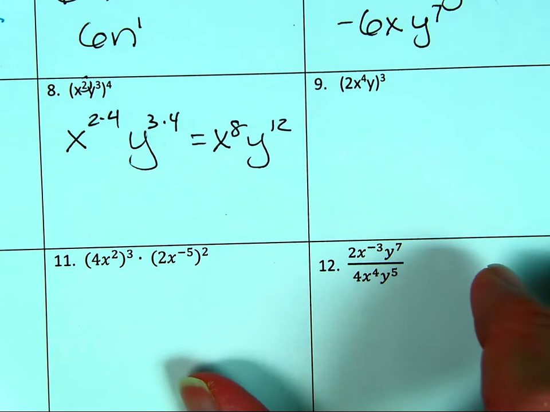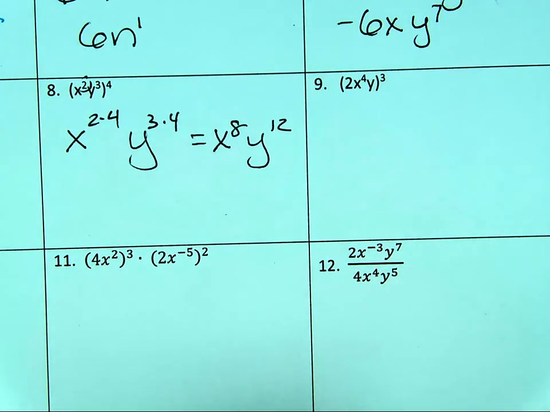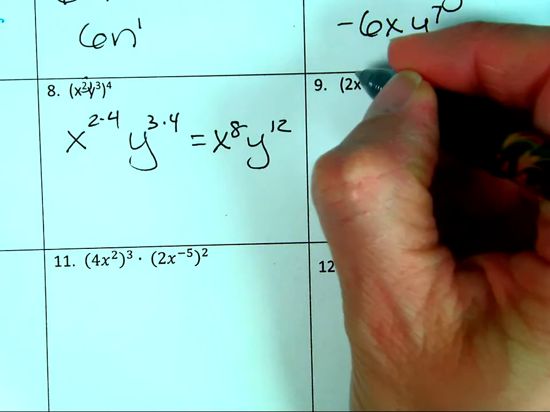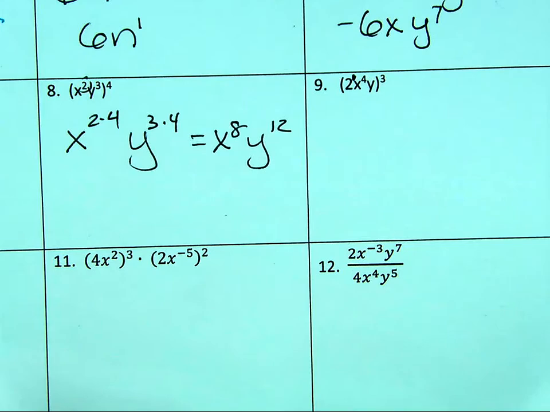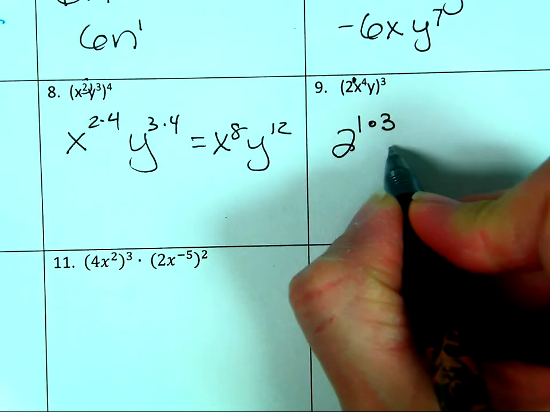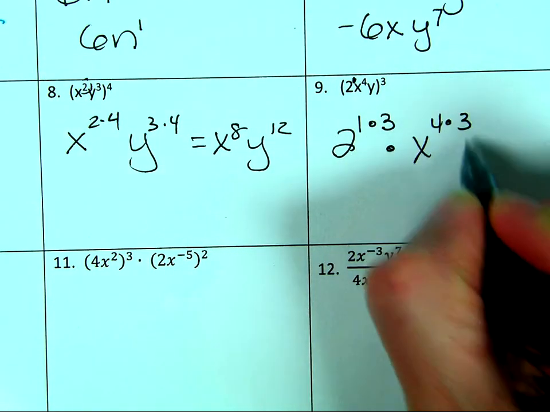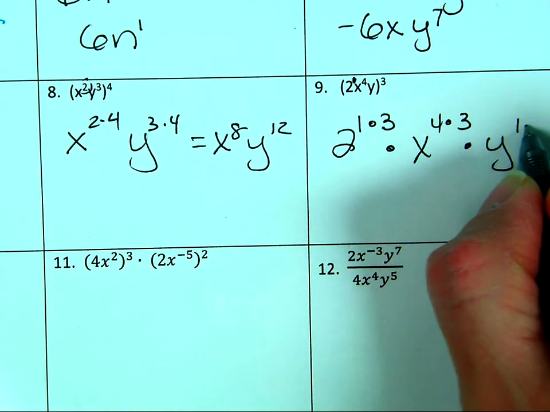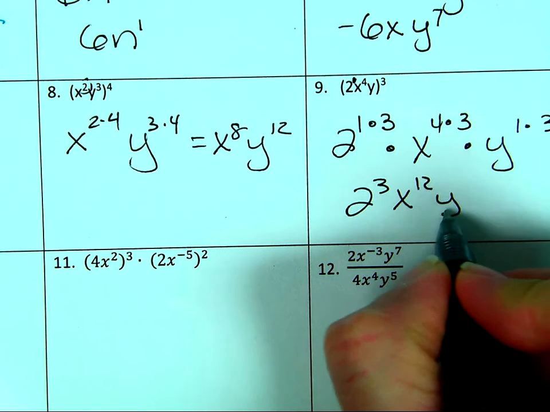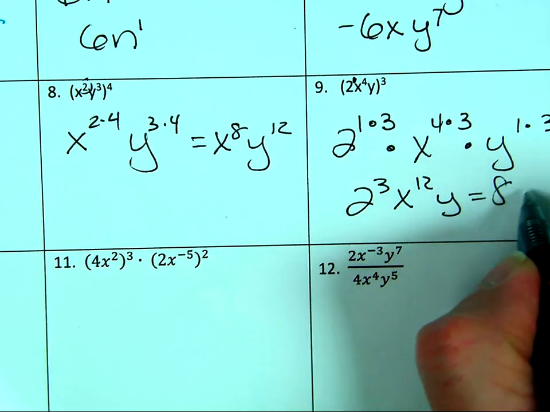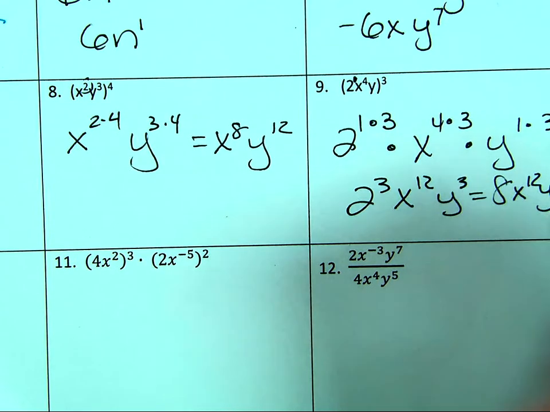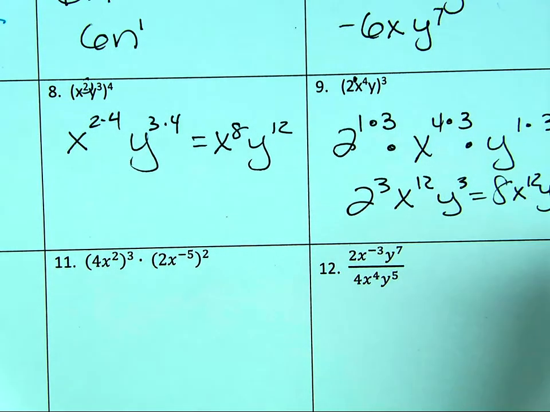Now these are tricky sometimes for students, because they see the 2 and they don't see the exponent on the 2. This rule needs exponents. So I always like to teach kids to write a little 1 up there while you're learning this rule, so that you can say 2 to the 1 times 3 times x to the 4 times 3 times y to the 1 times 3. And then we get 2 cubed x to the 12th y. And if you want to simplify that, some teachers want you to, it'd be 8x to the 12th y cubed. I forgot my 3.